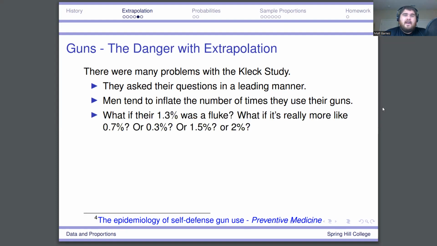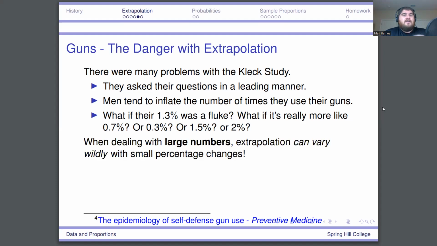And then the other thing that happened is just what if their 1.3%, so the percent who had a defensive use experience, was a fluke? What if it was closer to 0.7 or 0.3, or what if it was even higher? What if it's actually 1.5 or 2%?